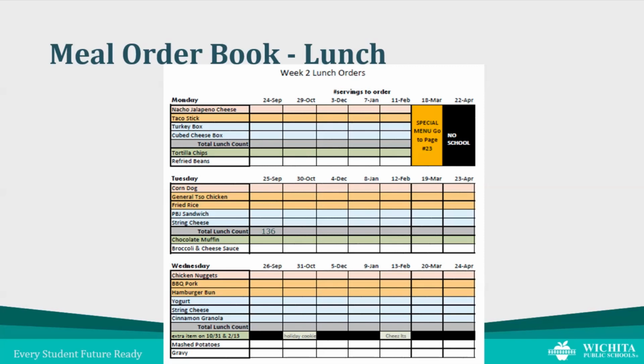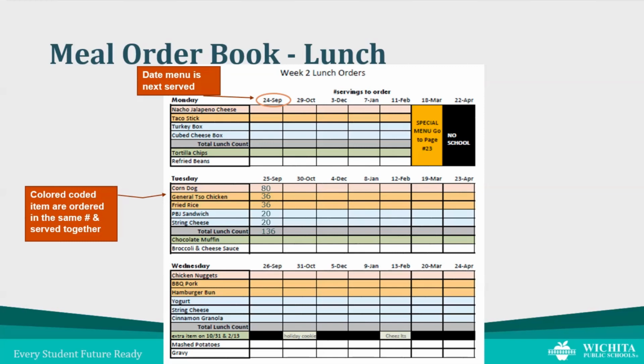The lunch tabs. The date is across the top, and of course you need to make sure that you find the right week to be working on. The color-coded items are to be ordered in the same number and served together. In this example, they ordered 80 corn dogs and the General Tso's chicken and fried rice. Those are both yellow items, so you need to order those in the same quantities.